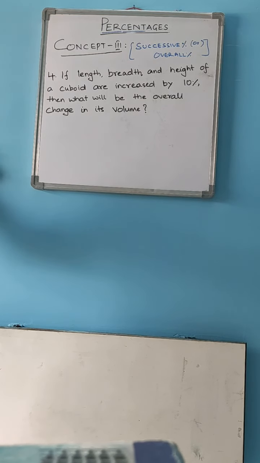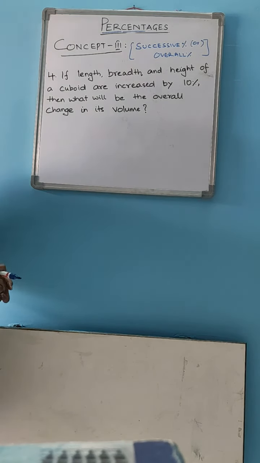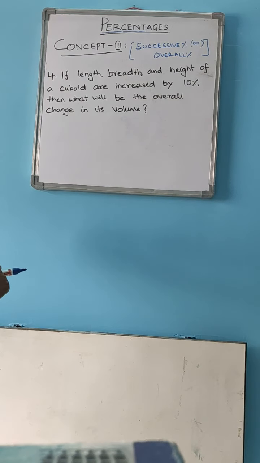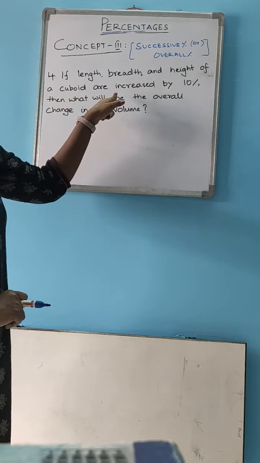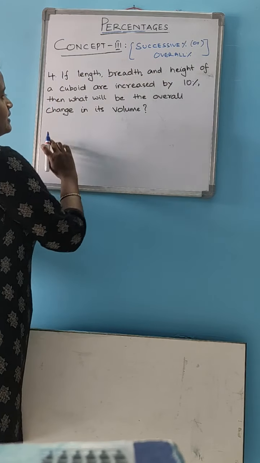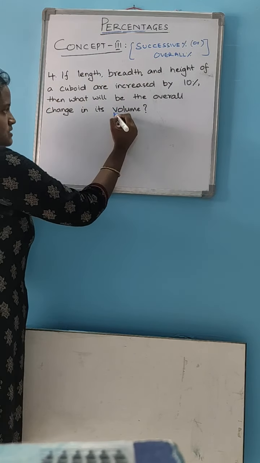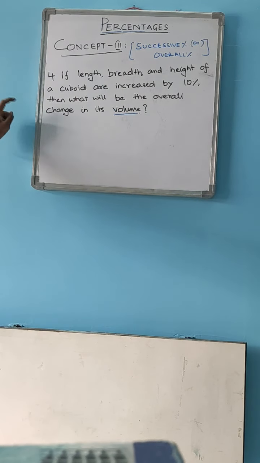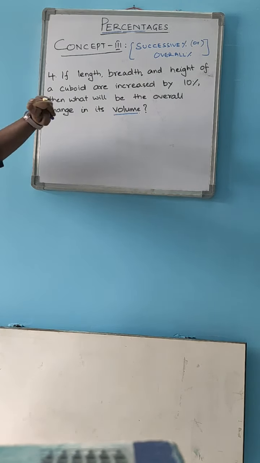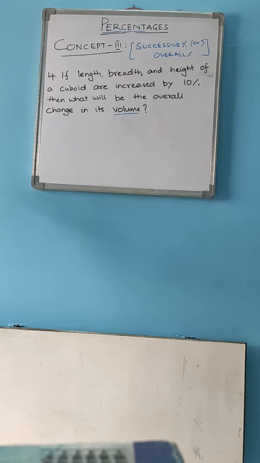Now we will see another example on this concept. It is a bit different from the other problems. If the length, breadth and height of a cuboid are increased by 10%, then what is the overall change in its volume? Initially, we solved problems with only two parameters, like length and breadth, or speed and time. Here for a cuboid, we have three parameters: length, breadth and height. How to solve problems with three parameters?